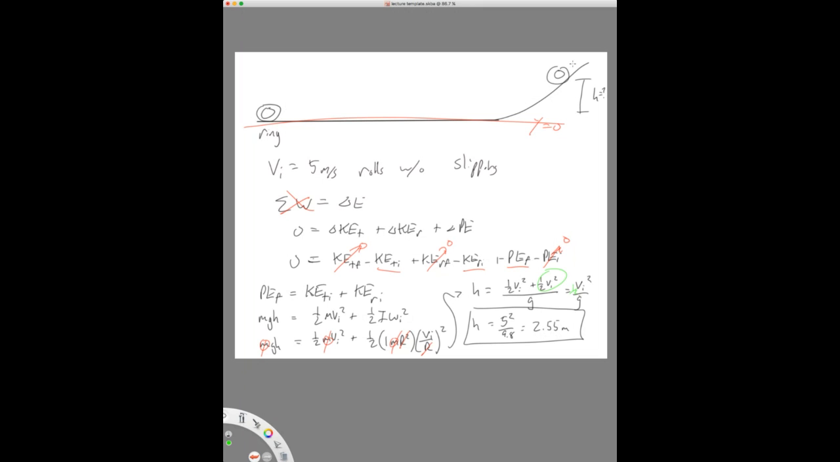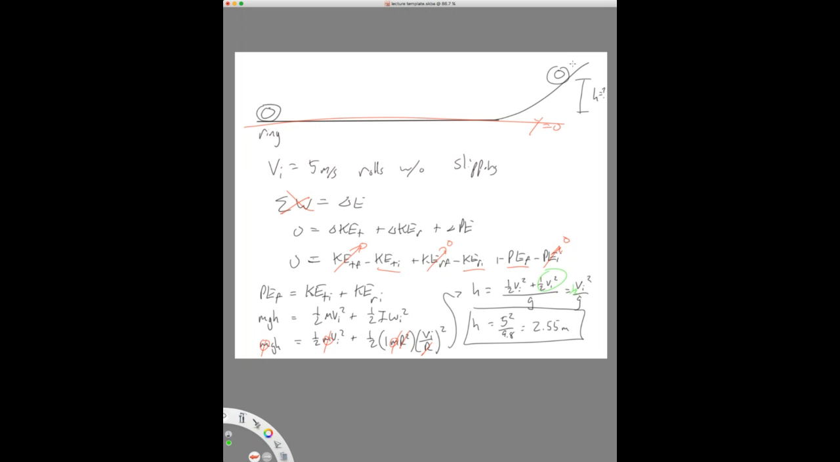Okay, any questions? Okay, so that's how rolling motion works. And the other thing, you've got a couple of problems, maybe 2 or 3 of those to do tonight, and then your lab work.